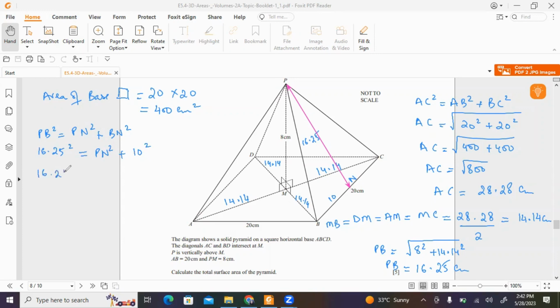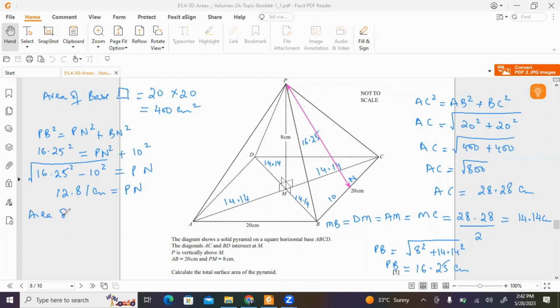So bring everything on the other side. 16.25 squared minus 10 squared, which is minus 100, and then we take the square root of that. So the square root of 164.4625 is 12.81 centimeters.